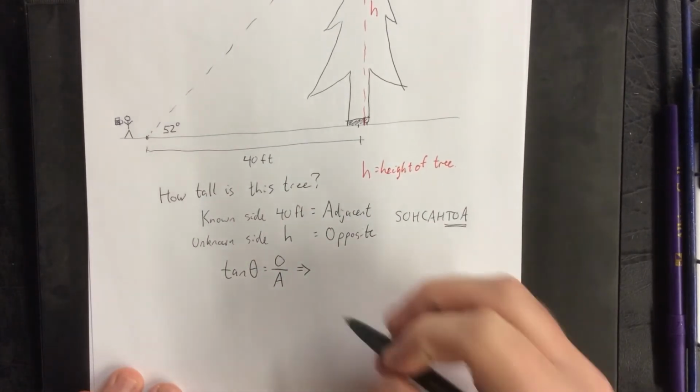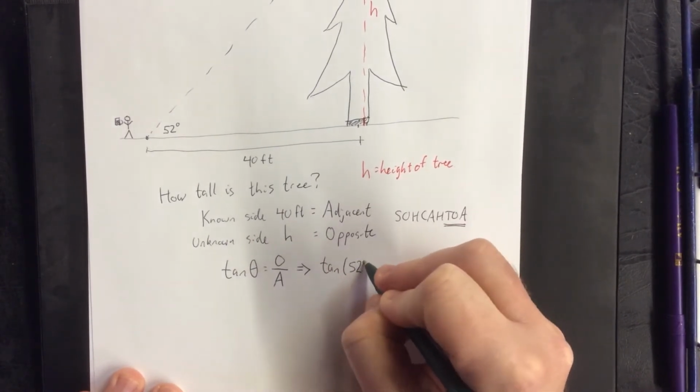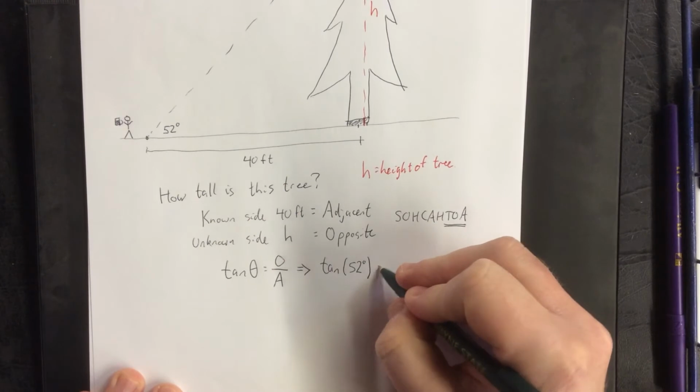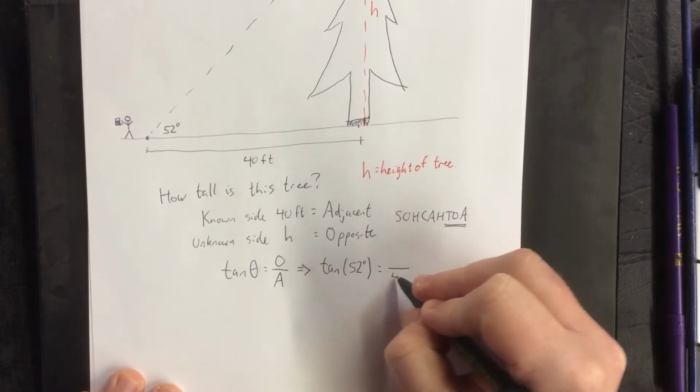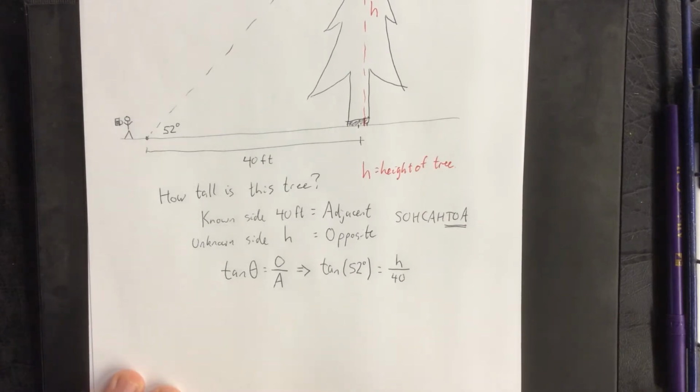Next, let's plug in what we do know. The given angle was 52 degrees. The adjacent side was 40 feet. And the unknown side, that is our h, would go up top. Now, this is what the initial setup would look like. We haven't actually finished solving for h.